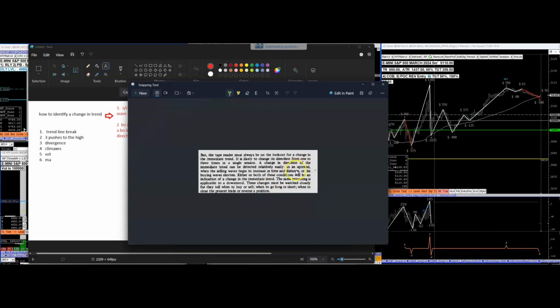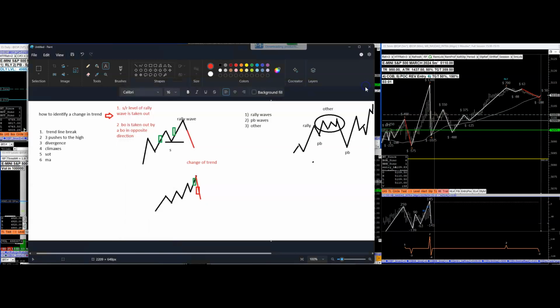How does the trend change? When the selling waves begin to increase in time and distance, or the up waves shorten, you go from an uptrend to the downtrend and vice versa from a downtrend to the uptrend. So that's this. This here is shortening and the breakout on the upside is taken out by breakout to the downside. So it has to be bigger. And here the rally wave is taken out by a big wave that takes out the low of the rally wave. So I mean, this is the way it's done.